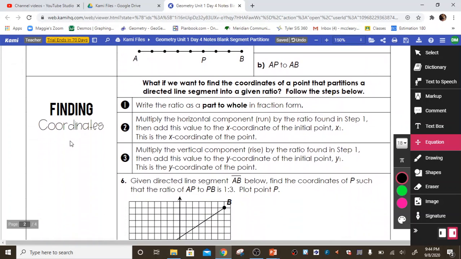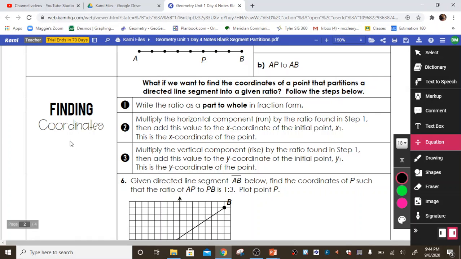Okay, so now let's get into it. Let's find some coordinates. So what if we want to find the coordinates of a point that partitions a directed line segment into a given ratio? So this is the part that is just like the midpoint formula. We're going to actually use this to find some points. It is a little bit more complex because it's more powerful. We can't just find the middle point. We can find whatever point we want.